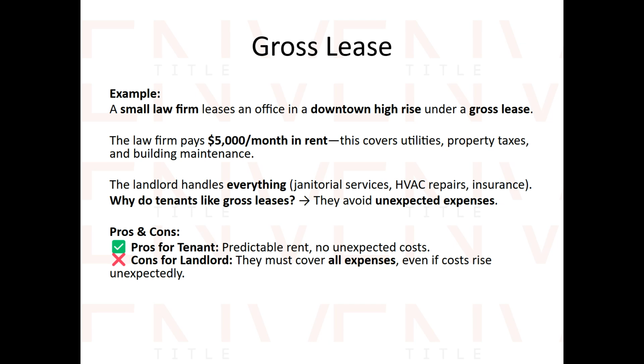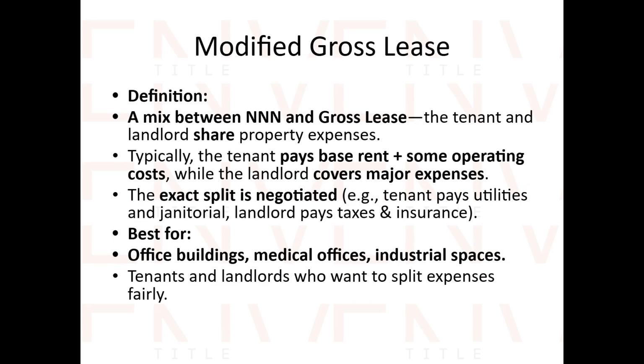So like I said, this is good for tenants who don't want to deal with anything, just pay for it. And then you have the modified gross lease. So you have the triple net, the gross lease, and then the modified. This is a mixture between the two we talked about before. The tenant and the landlord are going to share the property expenses. Typically the tenant pays the base rent and some operating costs, while the landlord covers the major expenses.